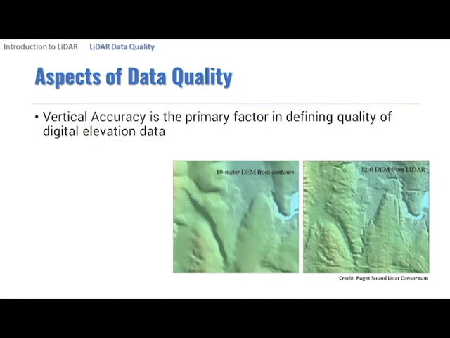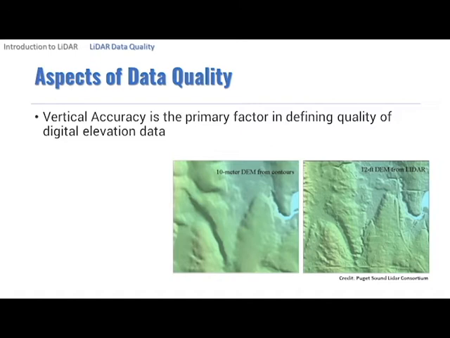Vertical accuracy is the principal factor in specifying the quality of digital elevation data. Many different applications require the use of elevation data with high vertical accuracy, including infrastructure management, floodplain management, sensitive ecological area management, and engineering applications.